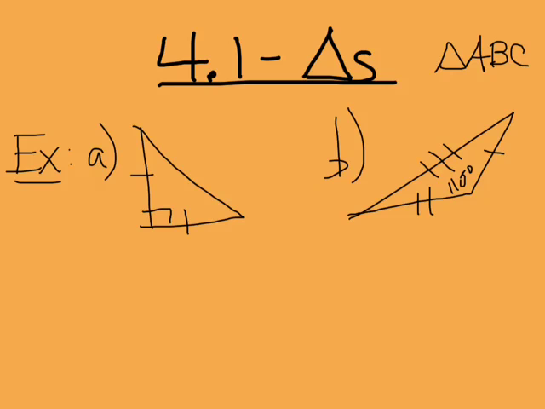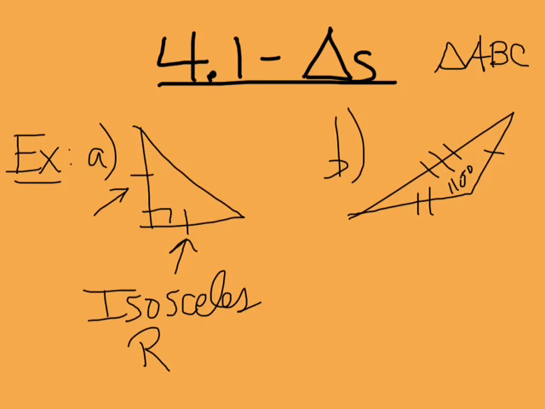Okay, I hope that you tried it out there. For part A, you should have first seen that there are 2 sides marked as congruent, not a third. At least 2 sides congruent, it is isosceles. And 1 right angle, so it is a right triangle. Right, and by the way, there are always 2 ways to classify a triangle, by its sides and by its angles.